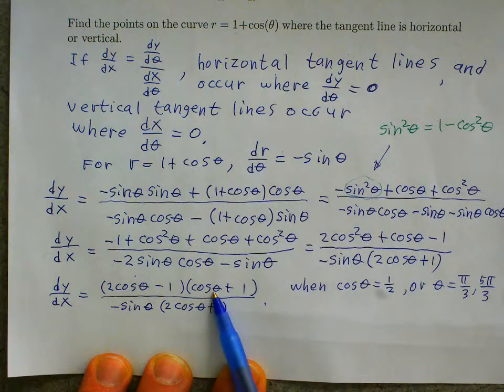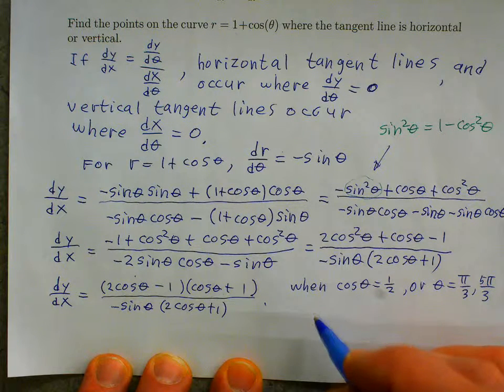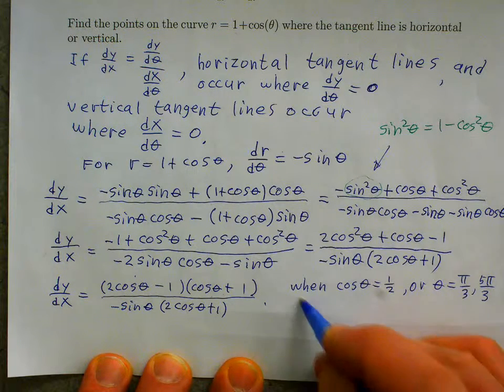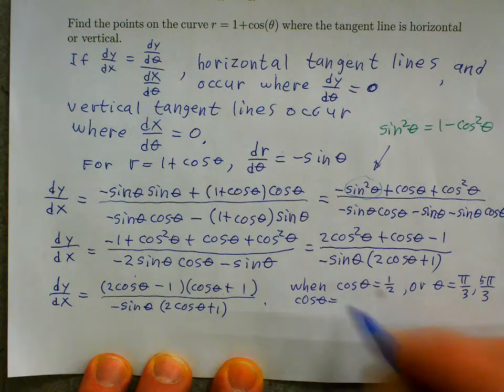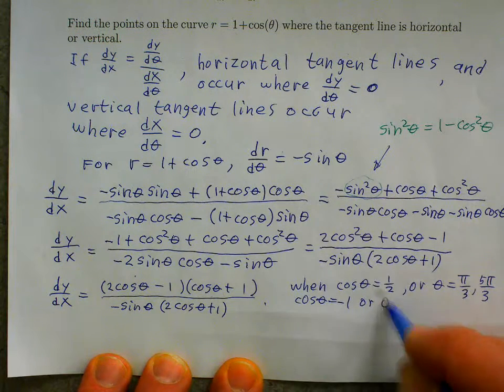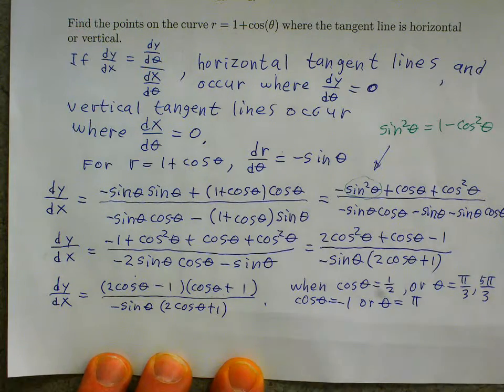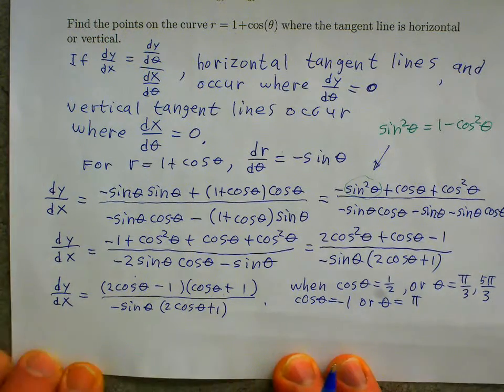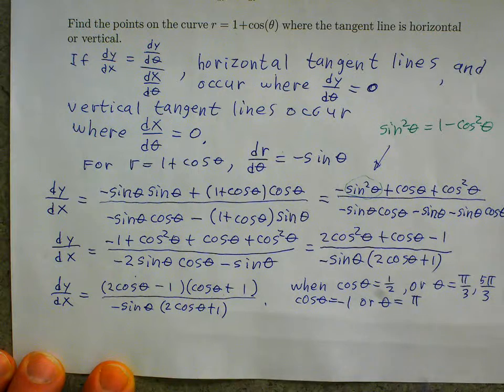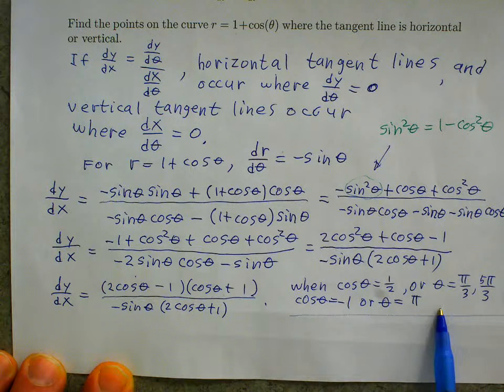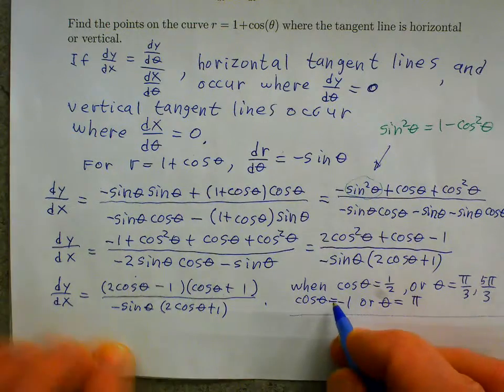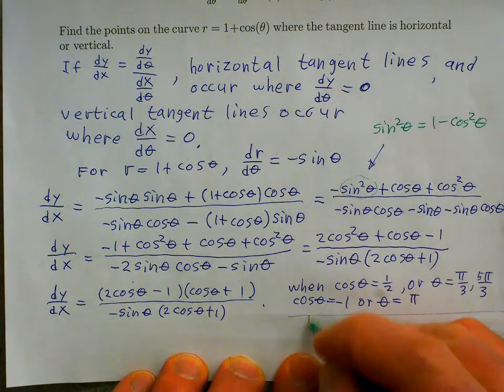The other factor, cosine of theta plus 1, that's 0 when cosine of theta is -1, or when theta is pi. Okay, then those are the theta values where we have horizontal tangent lines. I guess I can write that in, horizontal tangent lines.